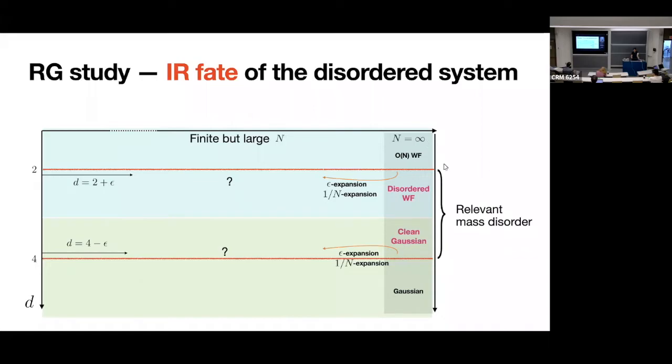Now, knowledge of infinite n is not enough. We would like to know more about our physical system, which can only have finite n. So here, one can do a double expansion of epsilon and 1/n. Let me explain these two question marks one by one.